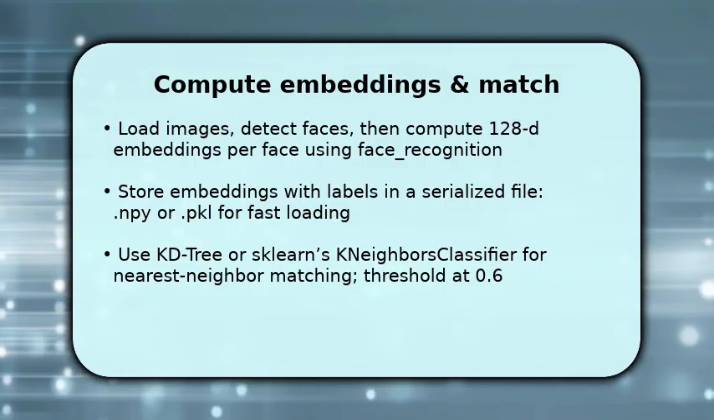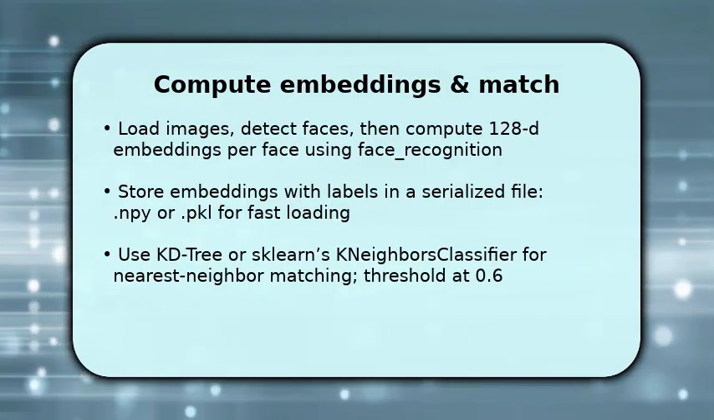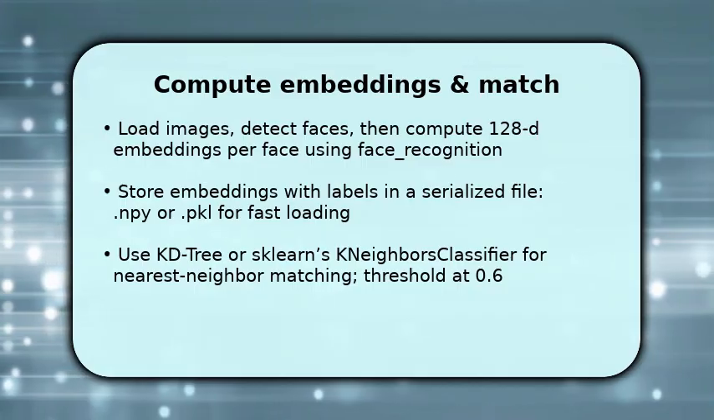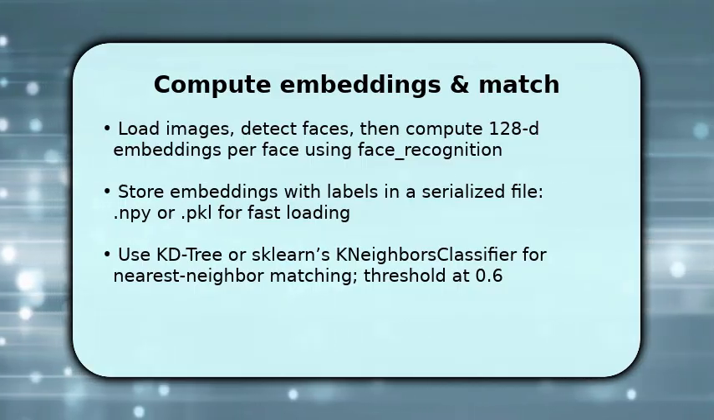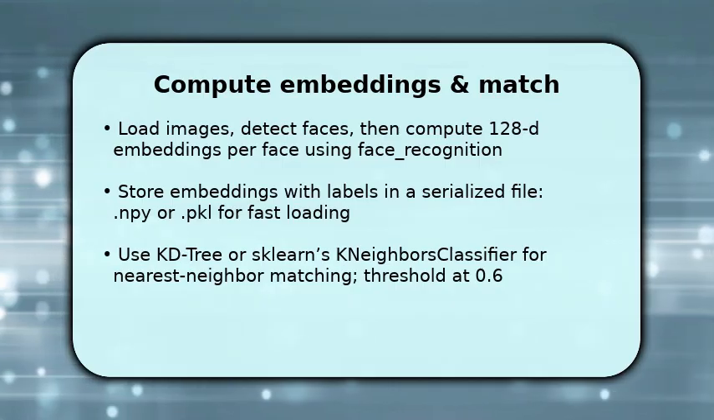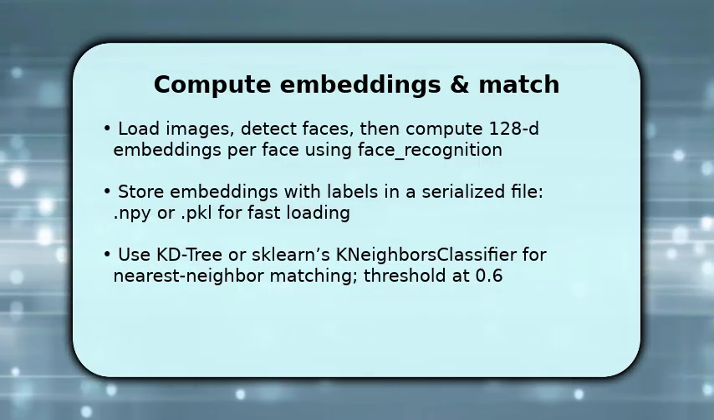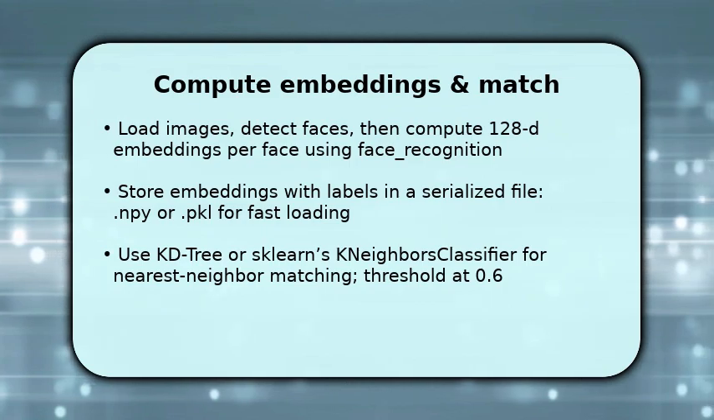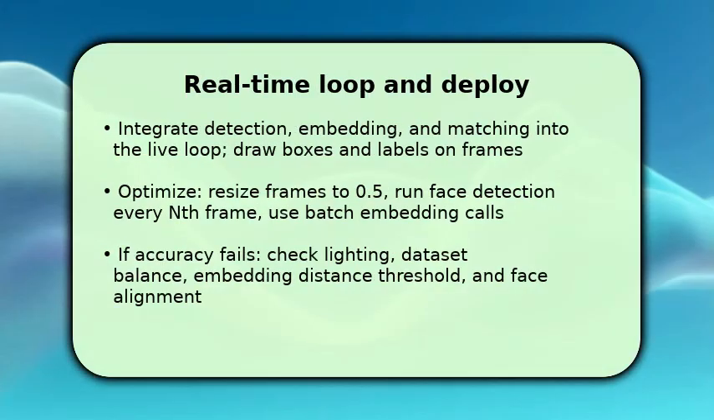Use a KD tree or scikit-learn K-neighbors classifier to find the nearest embeddings in live frames, applying a distance threshold such as 0.6 to decide recognized versus unknown. This pipeline reduces runtime work and improves speed. You finish by integrating detection, embedding, and matching into the live processing loop.